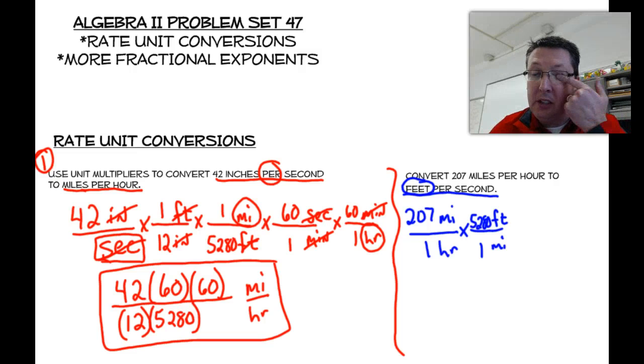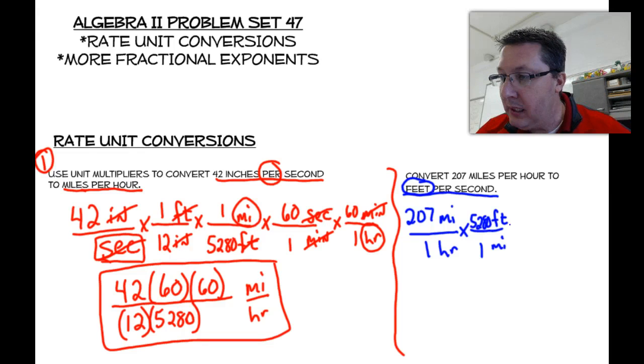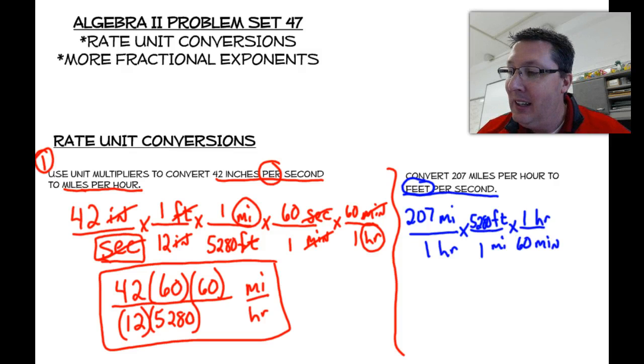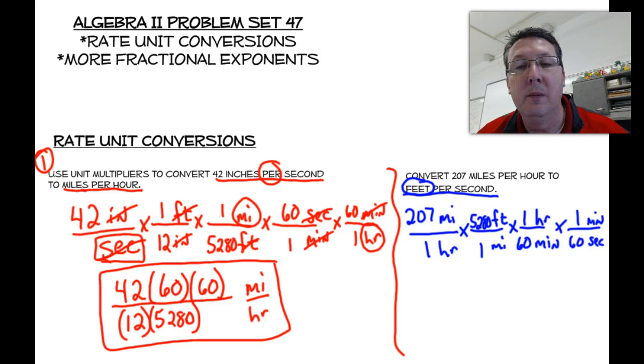So now I need to convert hours to seconds. Hours again are starting on the bottom. So to cancel them, I put hours on top, and I need to go to minutes. 1 hour is equal to 60 minutes. I need one more step. I need minutes to cancel and go to seconds. 1 minute is equal to 60 seconds.